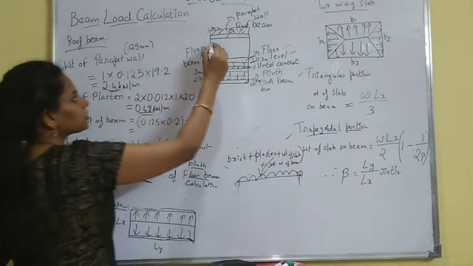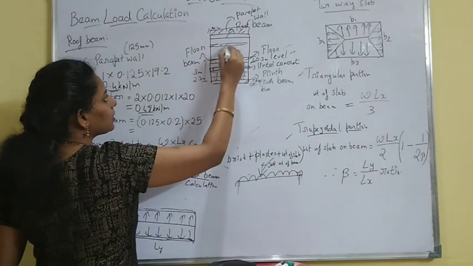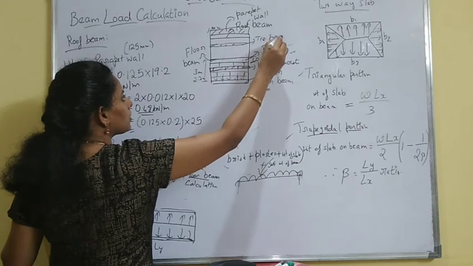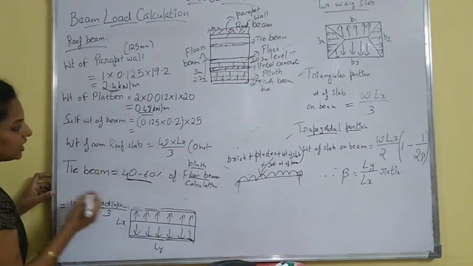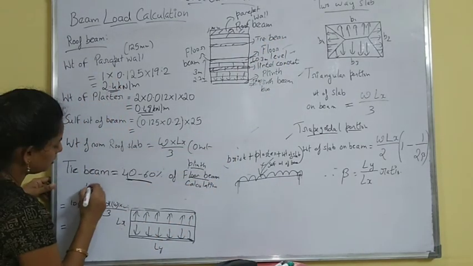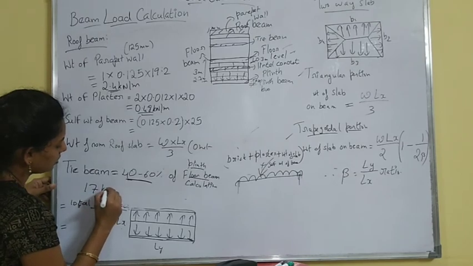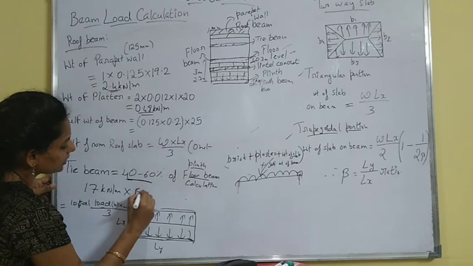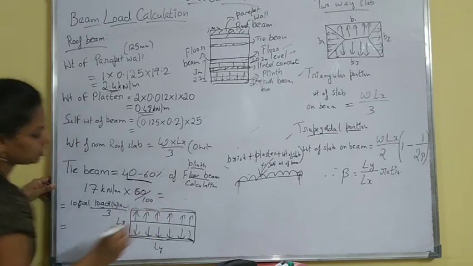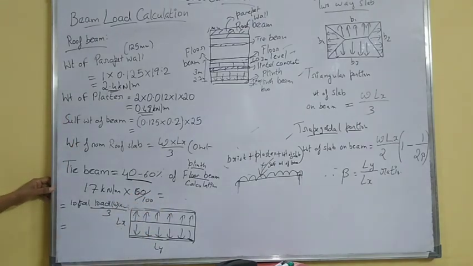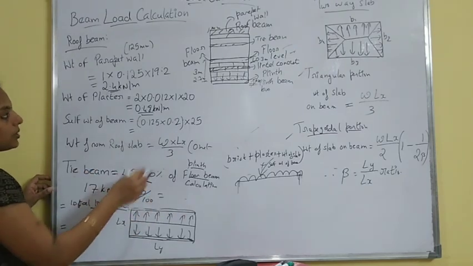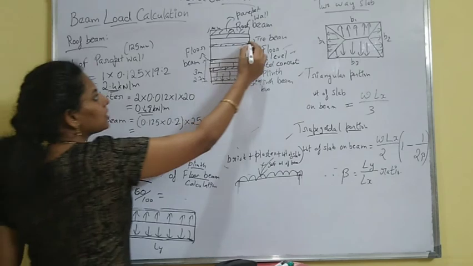Suppose here you are going to provide the tie beam. For that the total load was 17 kilonewton per meter. So for that you multiply by 60%, so you reduce it by 0.6. That is nothing but your tie beam calculation.